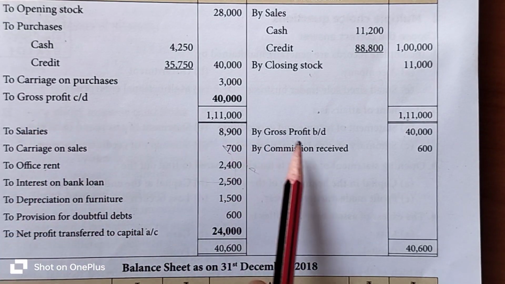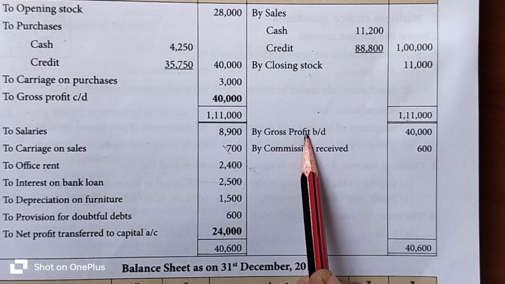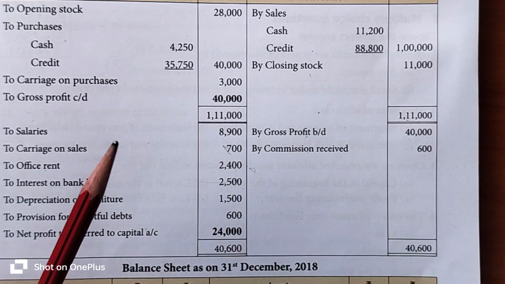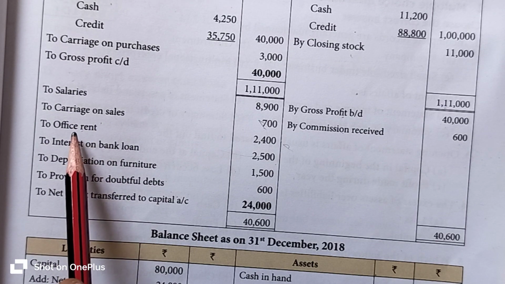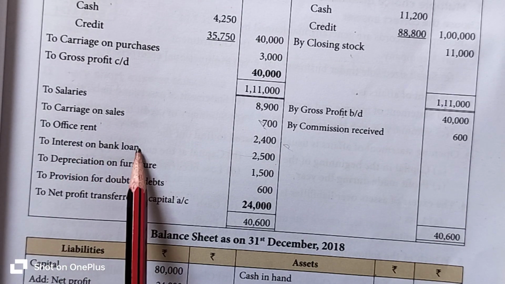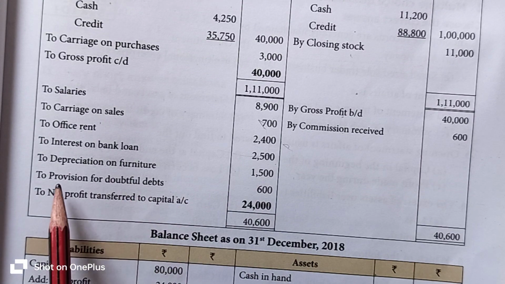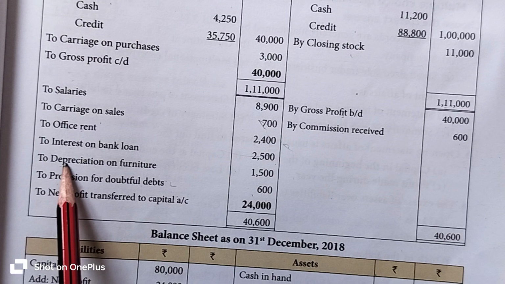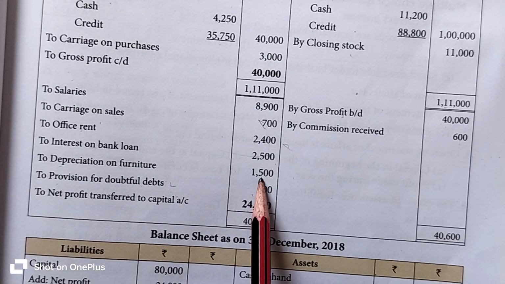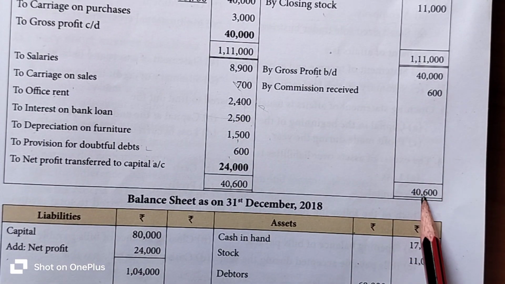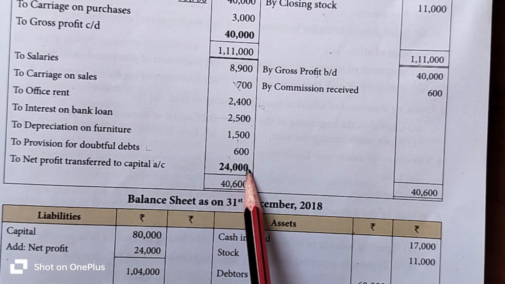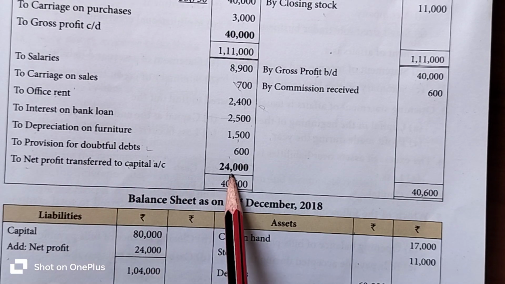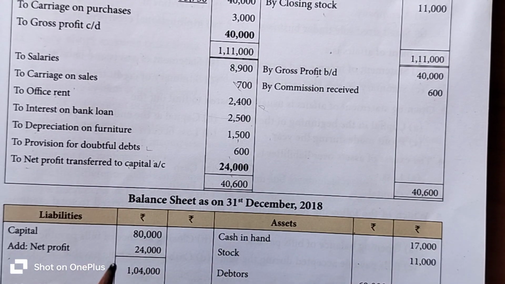You have to transfer the gross profit into the profit and loss account on the credit side. Transferred 40,000 gross profit, and commission received 600 rupees. Salaries, carriage on sales, office rent and interest on bank loan we enter as usual, and the provision for doubtful debts, which is a loss, we enter on the debit side. Depreciation on furniture 1,500 is entered. Then we get the total on the credit side, 40,600, and the balance, 24,000, is the net profit. We transfer this net profit of 24,000 into balance sheet capital.